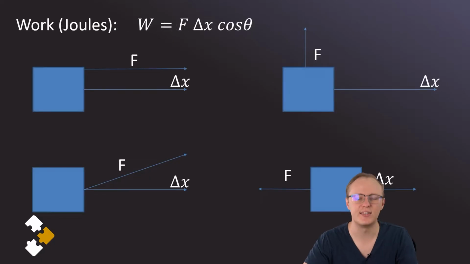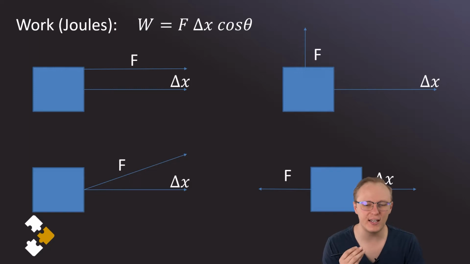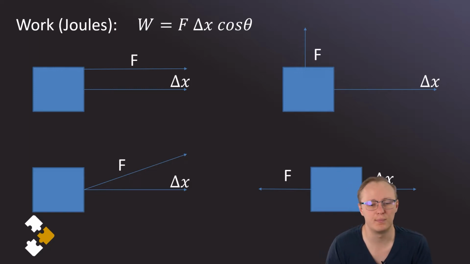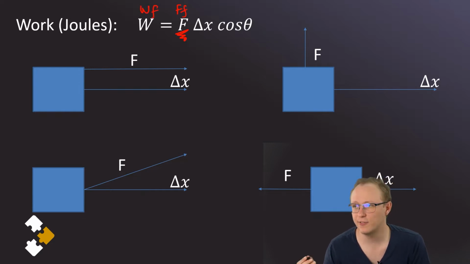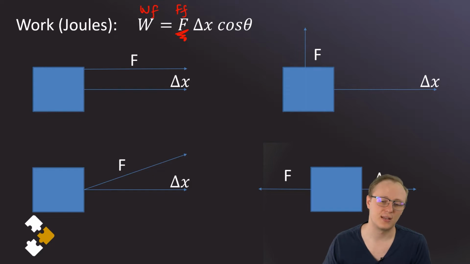Okay, but let's now just talk about this idea of work. For work, we've got this formula: F change in x cos theta, and we've got to really understand what each part of this formula means. So the F is going to be the force that we're calculating the work of. So if this F is friction, then we're calculating the work done by friction. If that F is gravity, then you'd be calculating the work done by gravity, right?